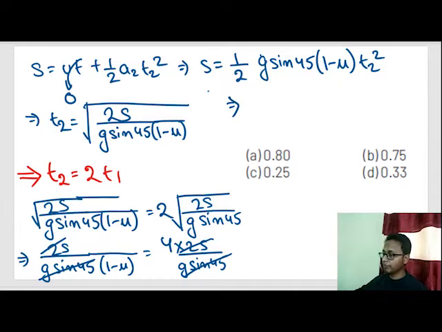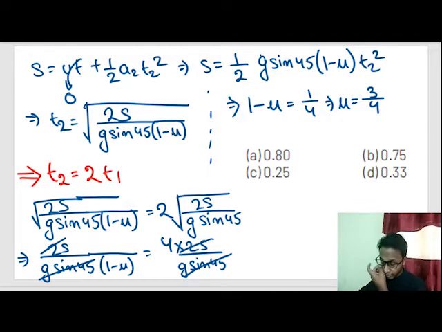Okay, 1 minus mu is equal to 1 by 4, or mu is equal to 1 minus 1 by 4, which is 3 by 4. So 3 by 4 is nothing but 0.75. 4 7s are 28. 4 5s are 20.